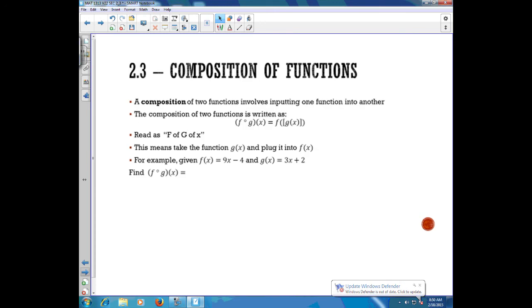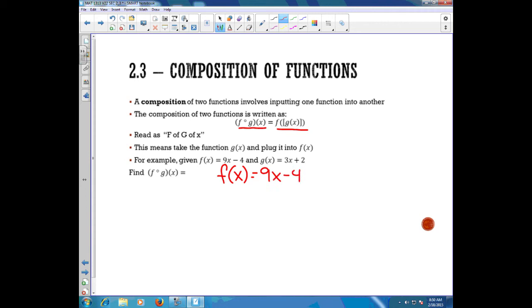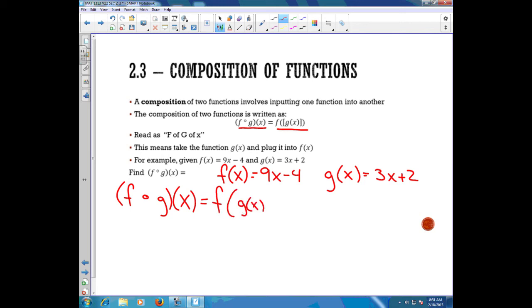So a composition of two functions involves inputting one function into another. The composition of two functions is written as this equation here. It's read f of g of x. And as you can see, you're plugging g of x into f of x. So for example, we've got f of x is equal to 9x minus 4, and g of x is equal to 3x plus 2. And we want to find f of g of x. So that means we're going to take g of x and plug it into f of x.